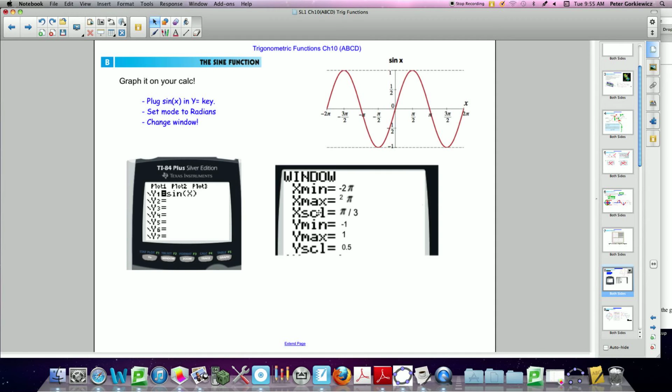And then x scale, it means how often do you want me to make a little hash mark? Make it every pi thirds or pi halves. I guess this one's pi halves. So make it every pi halves. Just see what happens. So you'll have a couple of marks. And you want the maximum up at 1 and the minimum at -1 and the scale to be like every half. So you'll get something sort of like this.